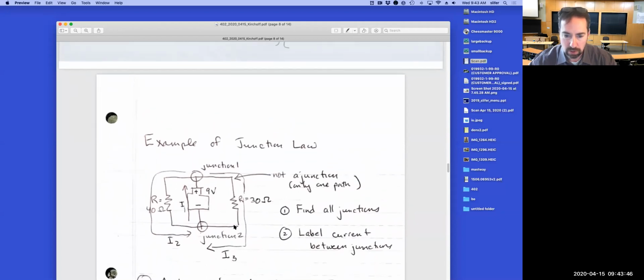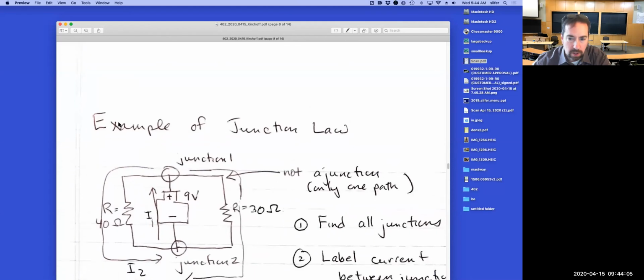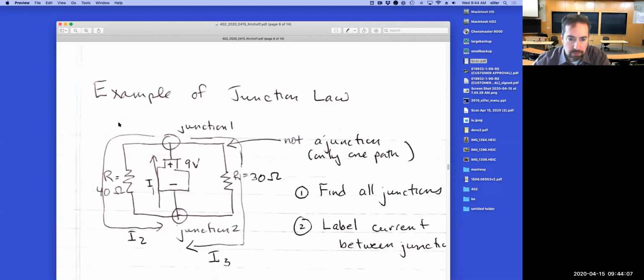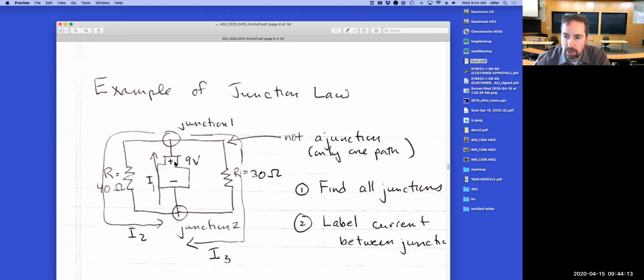What we've got here is a slightly more complicated circuit. I have a 9-volt battery in the middle of this circuit. I have a resistor of 30 ohms over here, and a resistor of 40 ohms over here. Let me make this bigger. What we're going to try to do is analyze this circuit and figure out what the currents are.